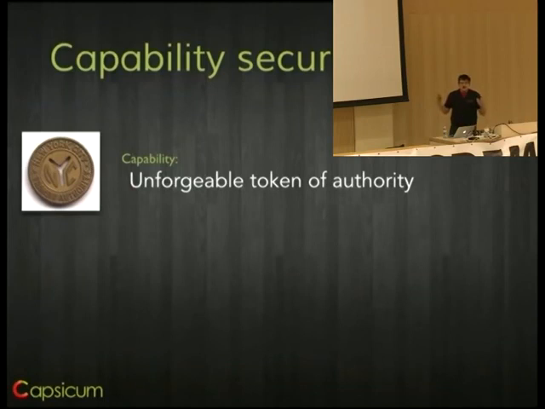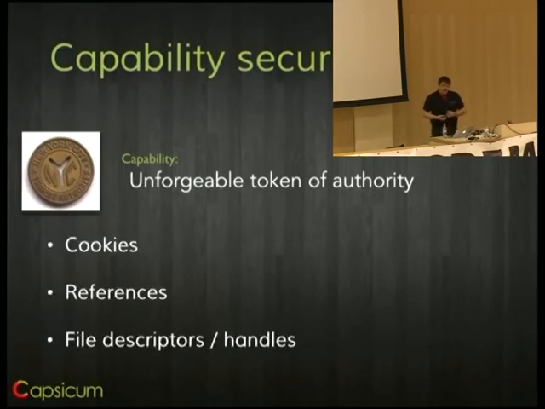So this is a model that was first explored in the 1970s, and it's had some impact on programming languages ever since. Things like references in Java or JavaScript are kind of a capability in that you can't do pointer arithmetic and make them up. Somebody has to give you this token that says you're allowed to do stuff. But you could also think of these as cookies that you get from a website, or references in languages, or file descriptors are almost a little bit like capabilities.